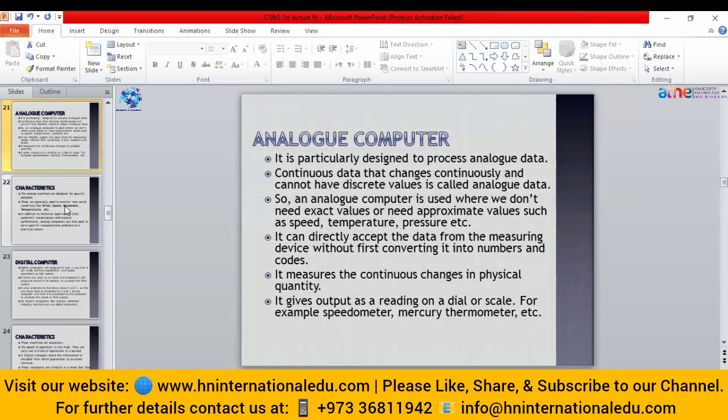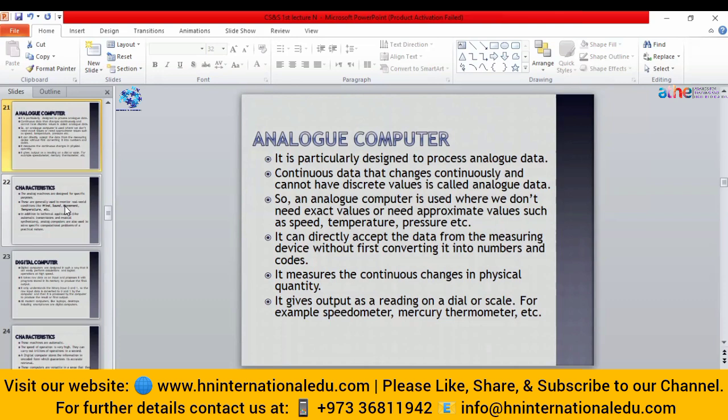So it is designed to process analog data, the continuous data that can measure the voltage or the current or other things that have continuous values. So they don't have discrete values like 0 and 1. As we know, the computer can only operate on 0 and 1. These are the type of digital computers. So analog computers are used where we don't need the exact value or need approximate values such as speed, temperature, pressure. For those quantities, we have to use analog computers.